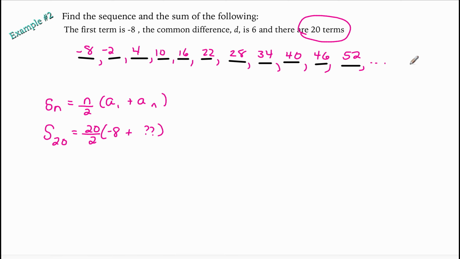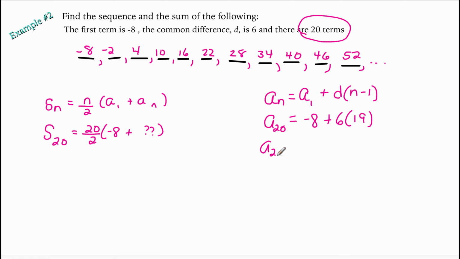Well, I could keep doing this out and find my 20th term. That's an option. Or I can develop an explicit formula. Well, to find any term, I take the first term and add on some differences. In fact, I add on one less than how many terms I'm looking for. Well, I want to find the 20th term, and that's found by taking the first term of -8 and adding on 6 19 times.